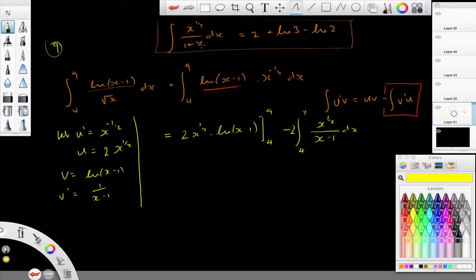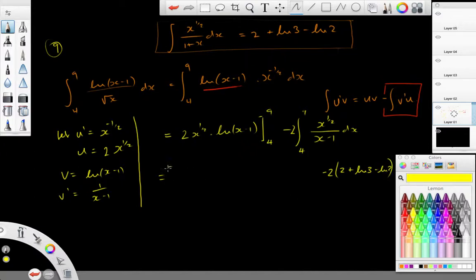Now the point is, we've done that here. This is exactly the same as that. So I can evaluate this between the limits of 9 and 4. I'm going to do that here, and then I'm going to have minus 2, and we've evaluated this already. It gives us 2 plus log 3 minus log 2.